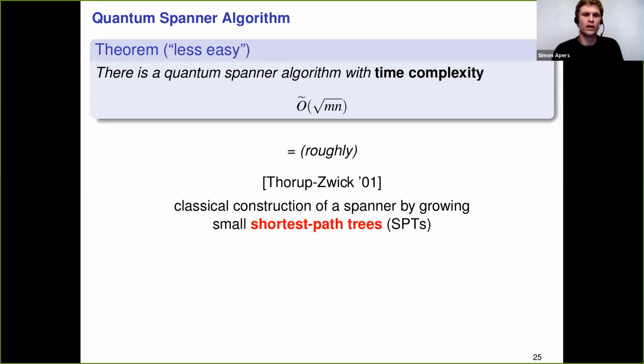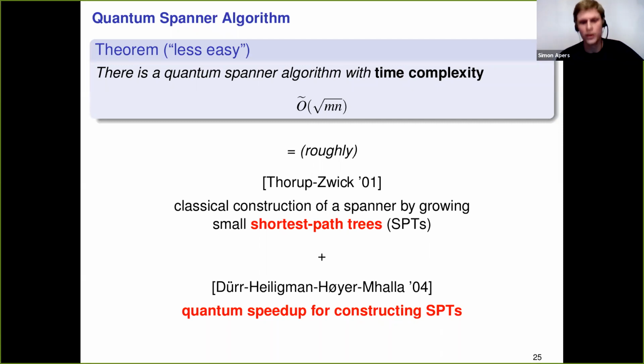Roughly, what we do is we start from a classical algorithm by Thorup and Zwick from '01, who, instead of this greedy algorithm, propose a more efficient algorithm, which uses shortest path trees. And then we use a quantum algorithm by Dürr, Heiligman, Høyer, and Mhalla from '04, who prove that one can find a quantum speedup in the time complexity of constructing shortest path trees. So that's all I'm going to say about this. This proves that quantumly we can actually speed up the construction of spanners.